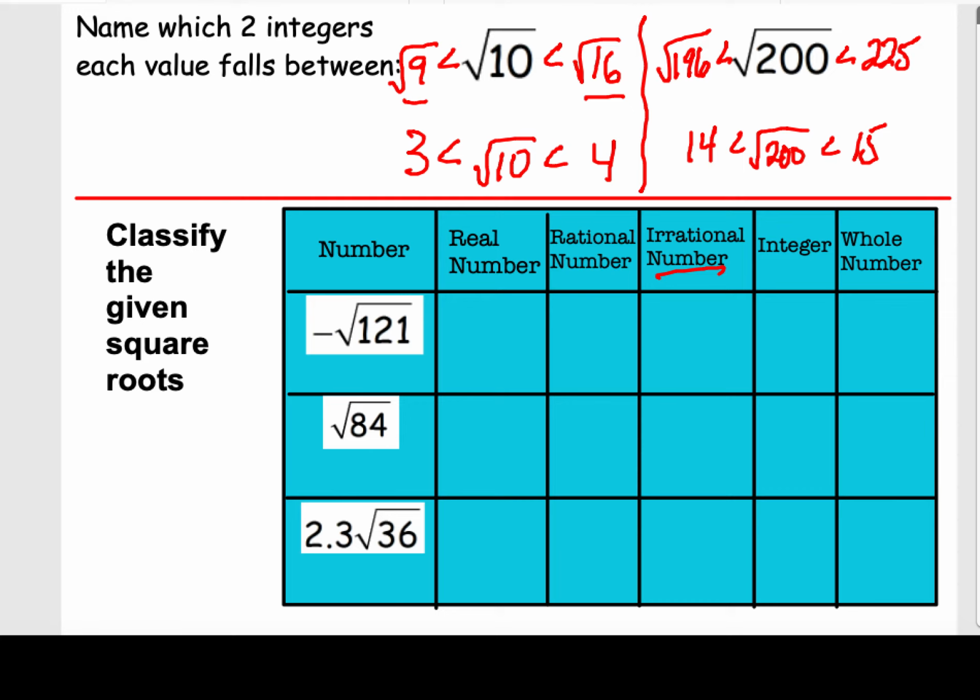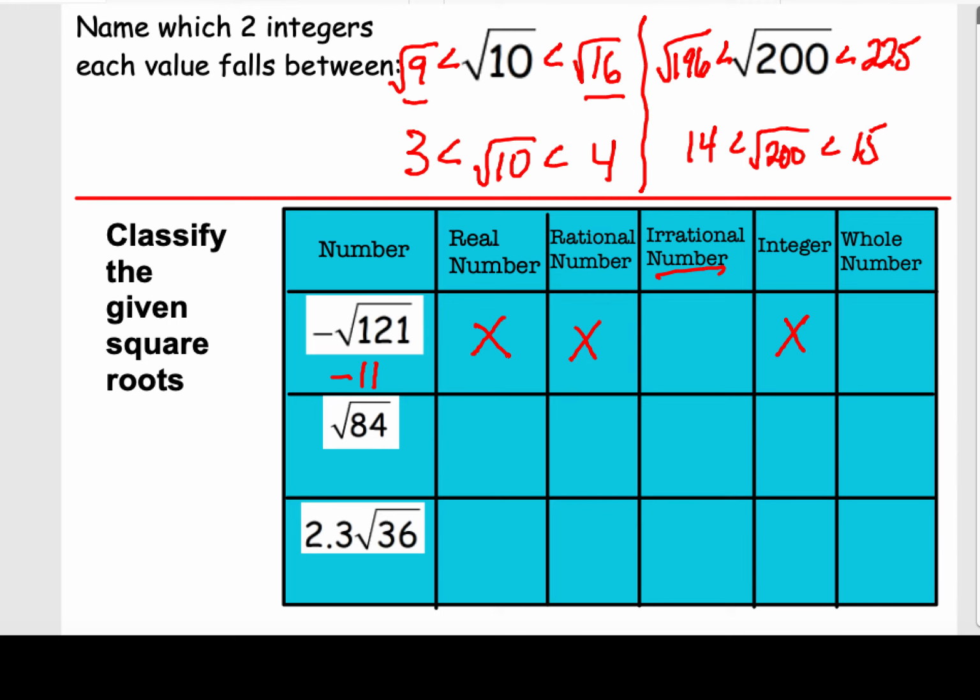Notice negative the square root of 121. Well, I know that's -11, which in my mind means it's not a whole number because it's negative, but it's also not an infinite non-repeating decimal. So I think it's an integer, which would also mean it's technically a rational number. It's a real number. It would fall in those three categories.